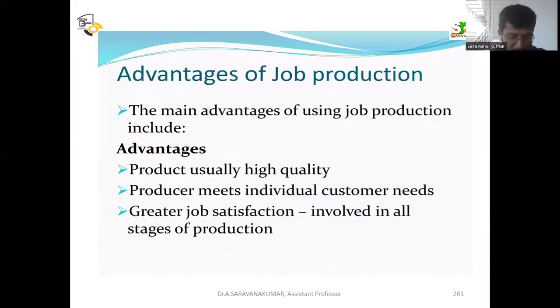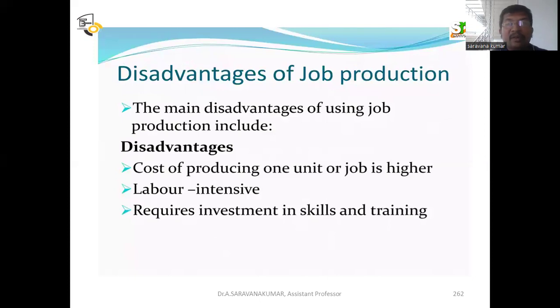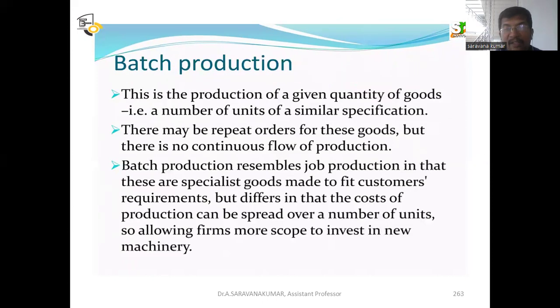Second, what are the advantages? What are the merits of the job production system? The main advantage of using job production is the product is usually high quality. The producer meets individual customer needs. There is greater job satisfaction, involved in all stages of production. So what are the disadvantages of job production? What are the demerits? The main disadvantage is that the cost of producing one unit or job is higher because we are doing it only once. So the cost will be very high. It is labor intensive and requires investment in skills and training.